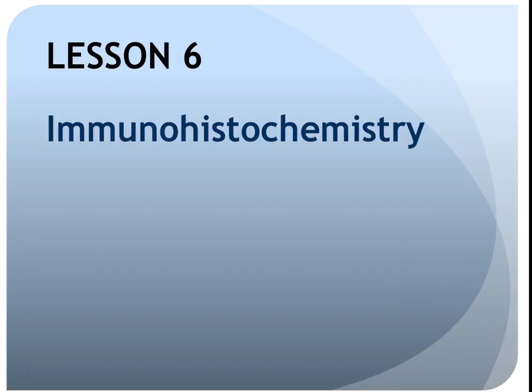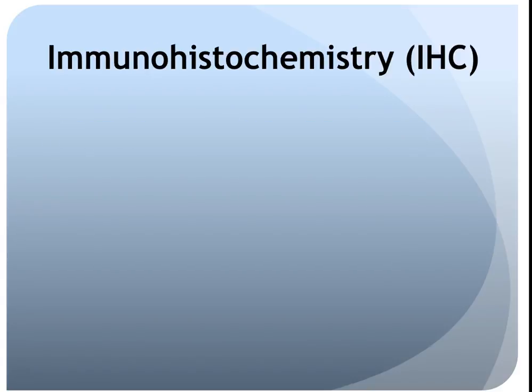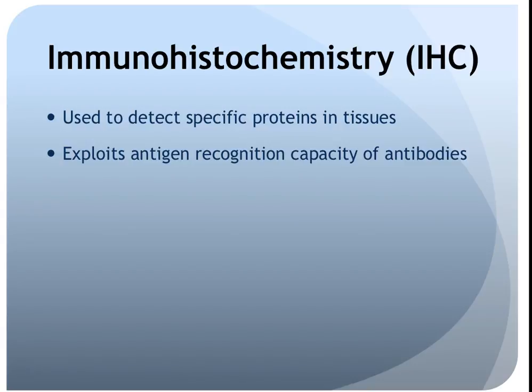And in order to visualize only one specific type of protein, in contrast to something like H&E staining where you're essentially using a dye like eosin that stains all the protein that's there, to be able to do it specifically, we have to use a method called immunohistochemistry, okay? So here, as I said, we're going to be detecting specific proteins in tissues.